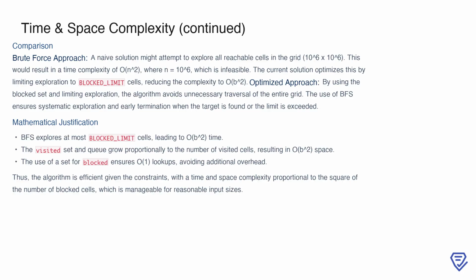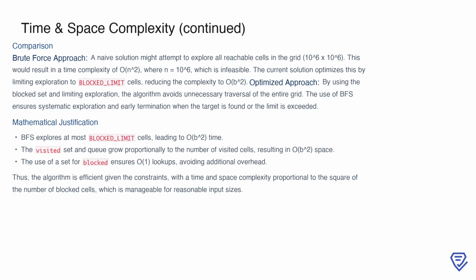This results in a prohibitive time complexity of n squared, where n equals 10 to the power of 6. By contrast, our solution limits exploration to blocked_limit cells and uses BFS for systematic and efficient traversal. This reduces the time complexity to B squared, which is far more manageable.